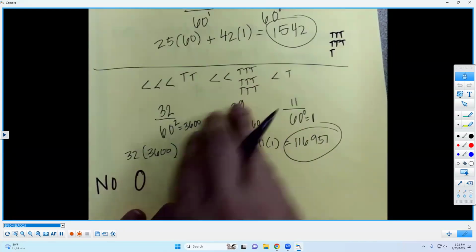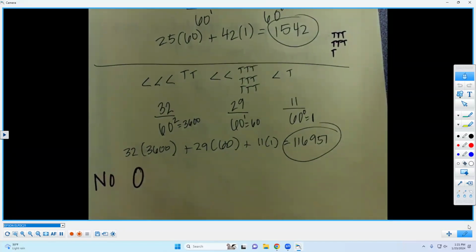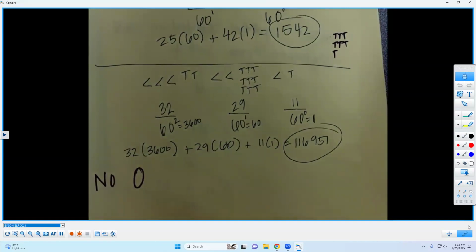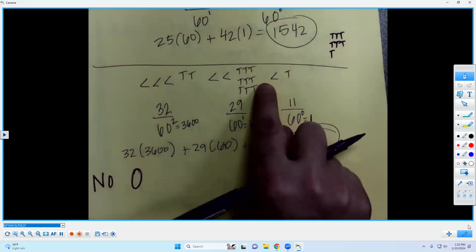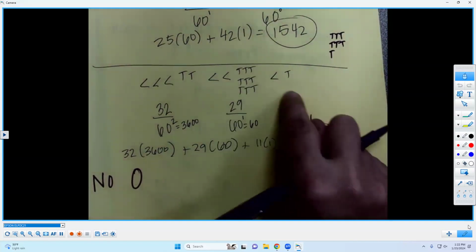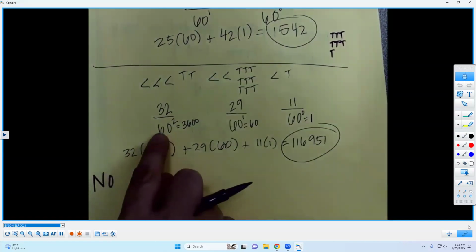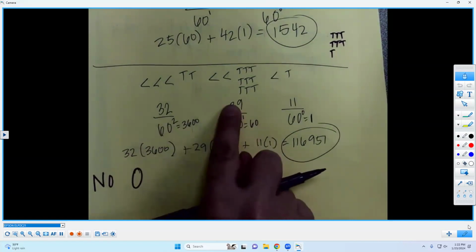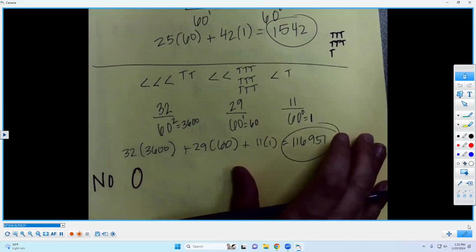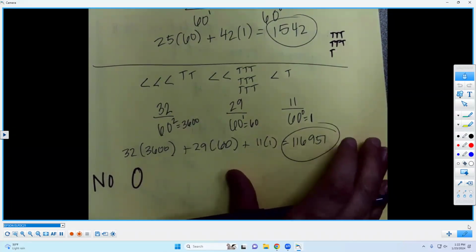Why is it important with this notation right here? I would say because you start with nothing. So the idea is, what if I wanted to say, this is my 60 to the 0 power place, but I wanted this number to represent the 60 to the 2nd power? What if I didn't have any of the numbers here? Like if your number was 116,940.